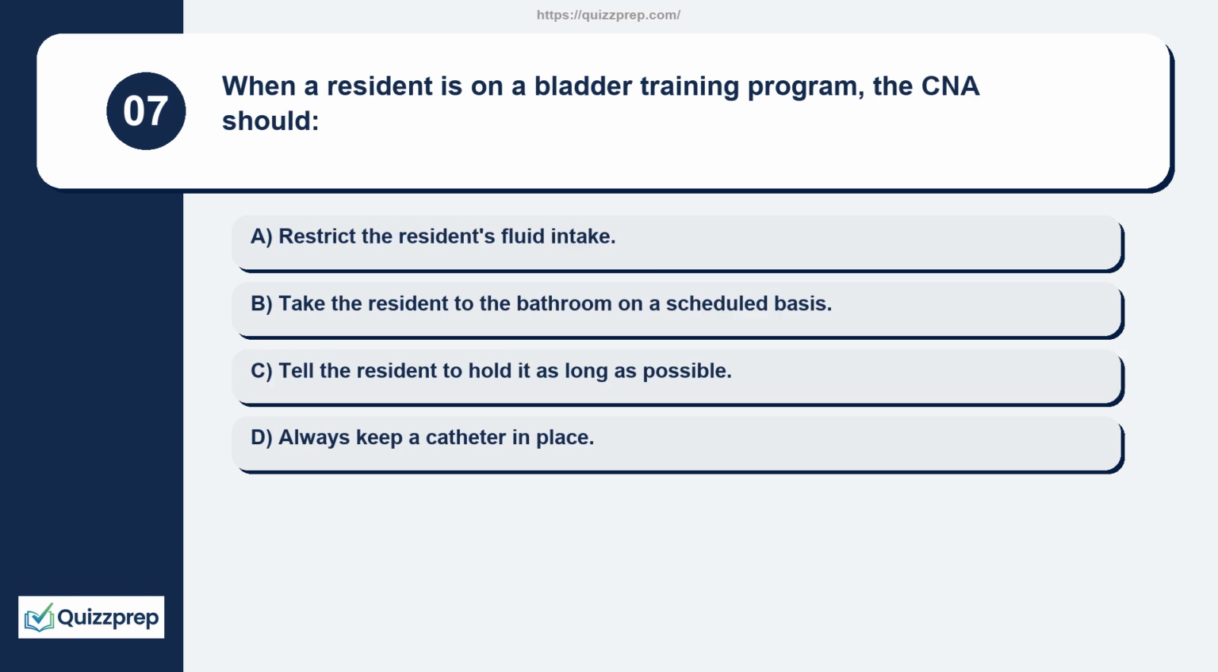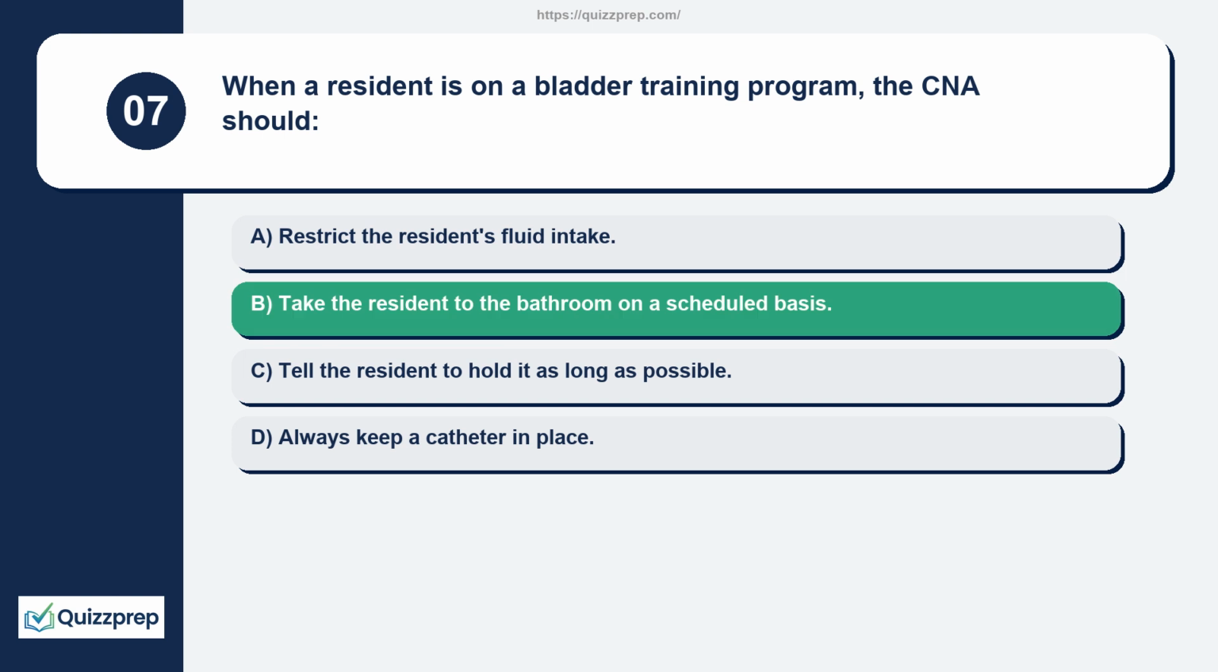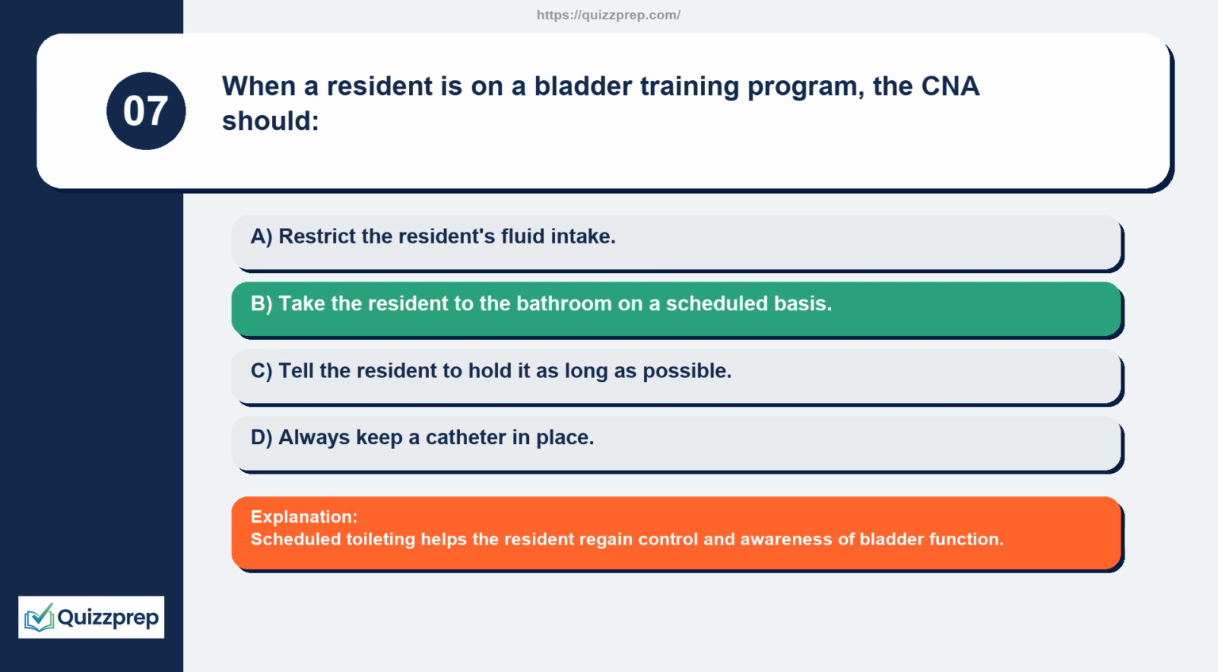Question 7. When a resident is on a bladder training program, the CNA should: restrict the resident's fluid intake; take the resident to the bathroom on a scheduled basis; tell the resident to hold it as long as possible; always keep a catheter in place. Scheduled toileting helps the resident regain control and awareness of bladder function.